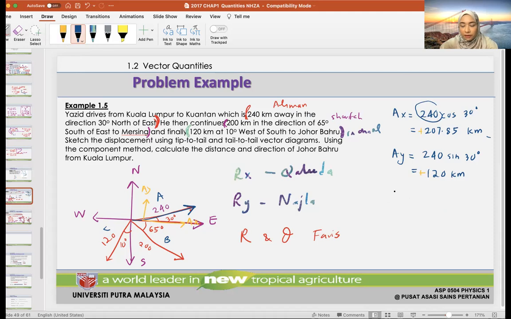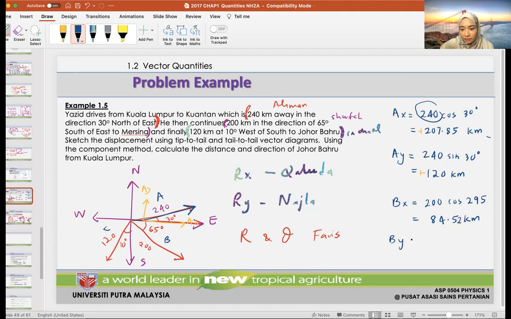And then next is Sharifah for vector B. So for BX, it's 200 times cos 295. Cosine of what? 295. Okay. So the answer is going to be 84.52 kilometer. Preferably two decimal places. So what is the answer to two decimal places? 84.52. Okay.